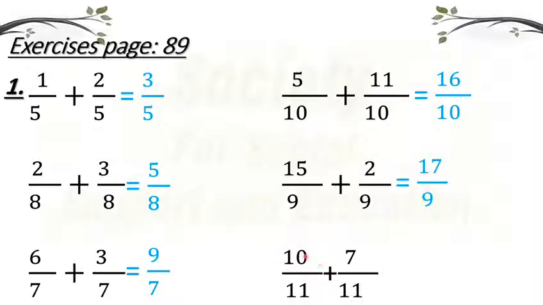10 over 11 plus 7 over 11. 10 plus 7 equal to 17 over 11. Keep the denominator the same. So when the denominator is the same, I keep it the same and I only add the numerator.